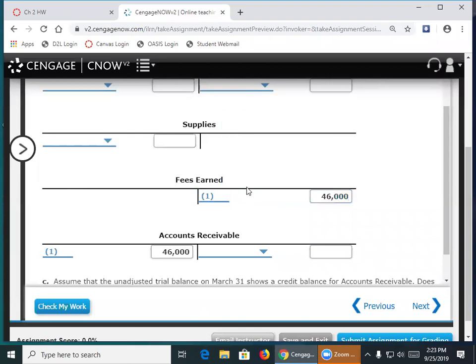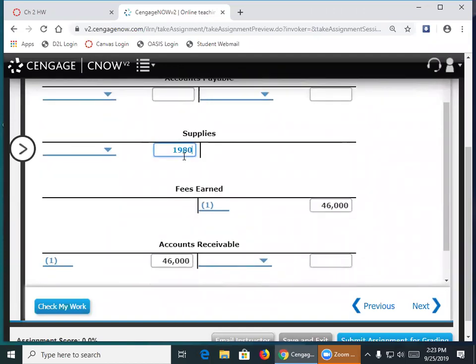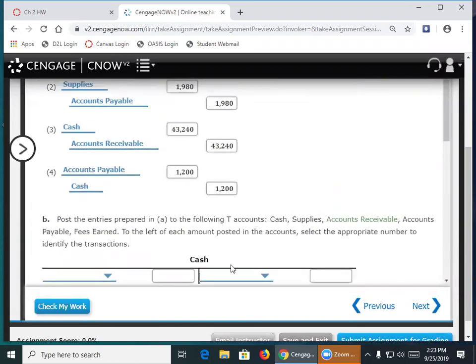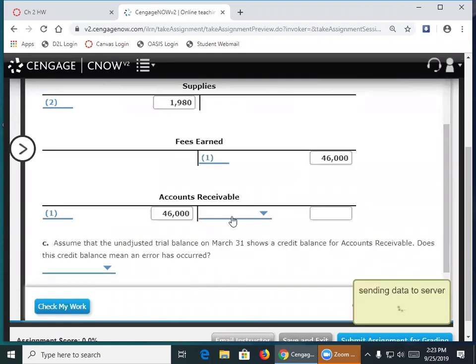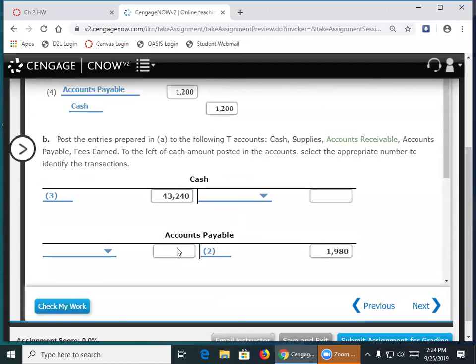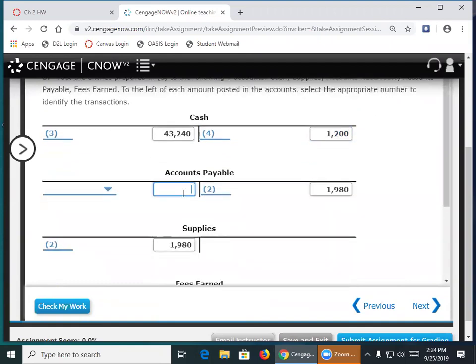I think it was 46,000. And then for supplies, I debited supplies 1,980, and that was transaction 2. And that was a credit to accounts payable. So credit on number 2 to accounts payable. Number 3, I debited cash 43,240, and that was a credit to accounts receivable 43,240. That's number 3. And then number 4, I paid cash. I credited cash 1,200 and debited accounts payable.